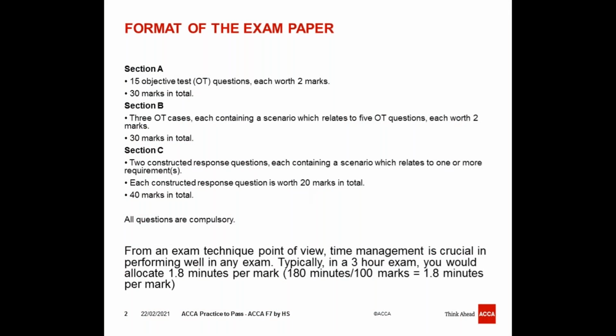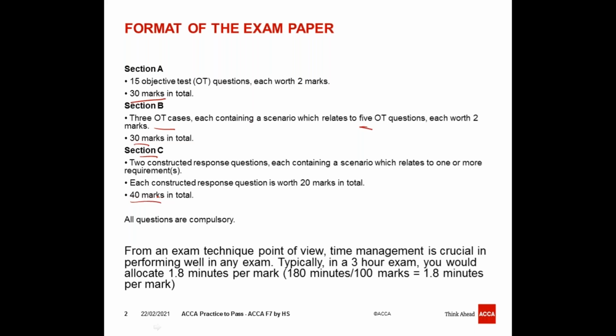Now the format of the examination, you can see on the screen: there are 3 sections of the paper. Section A will have 15 MCQs, each carrying 2 marks, so 30 marks in total. In section B, we'll have 3 OTQs, objective type questions, each having 5 requirements, and again the marks for this section will be 30 in totality. In section C, there will be 2 constructed response questions, each carrying 20 marks, and the total for this section is 40 marks.